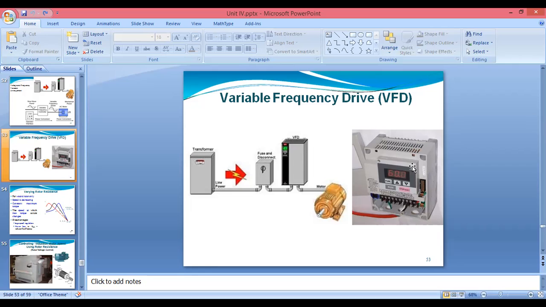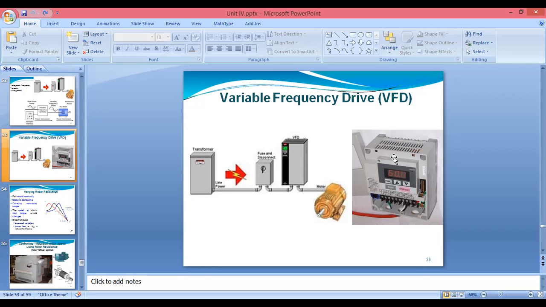The synchronous speed of the induction motor will decrease, and the speed depends on the synchronous speed, because we have the formula N = Ns(1 - s). So when we decrease the frequency of a three-phase induction motor, its synchronous speed will also decrease, and as the synchronous speed decreases, its speed will also decrease.